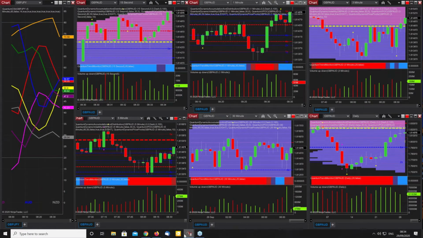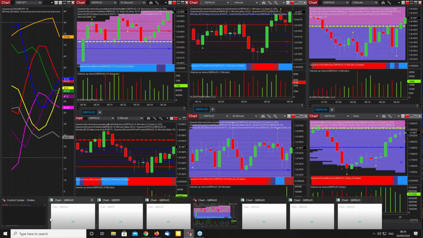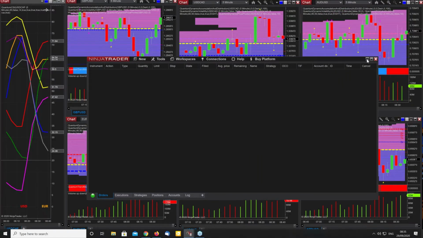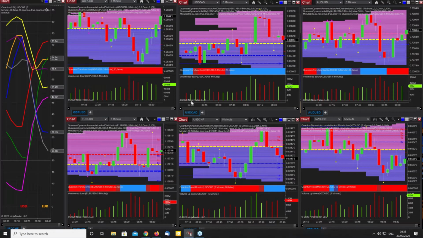Let's go back to the dollar matrix, just see if we can see what's going on there. Right, this is on the currency majors. So what we're looking at here is really the prism of the dollar. So we've got cable, dollar CAD, Aussie dollar at the top, euro dollar, dollar Swiss, and New Zealand dollar down at the bottom. This is all same time frame, 5-minute time frame.